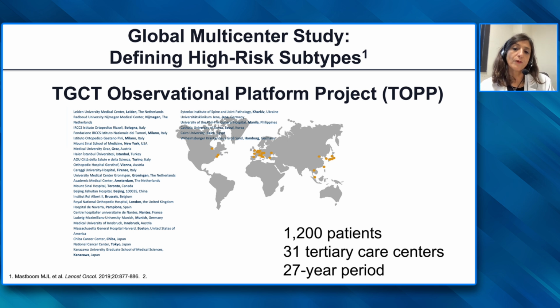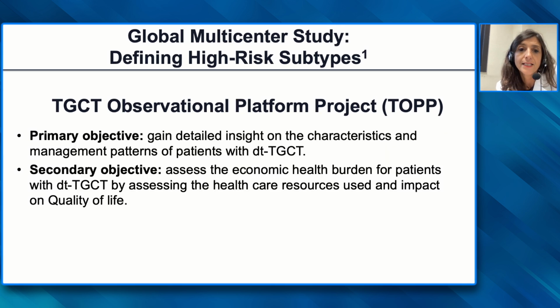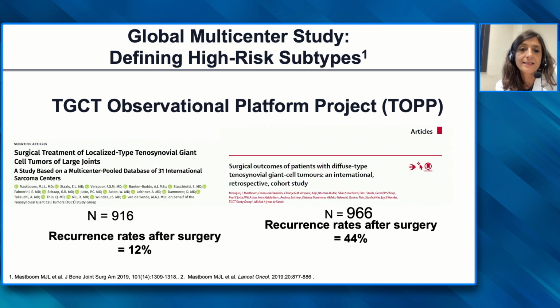And we performed a larger retrospective experience. This is a platform which included more than 1,200 patients from 31 tertiary centers, and the primary objective was to gain insight on this rare disease. And as you can see, there were two publications from this group that underscore the difference in recurrence rate: the localized type has a relapse rate of about 12%, while patients with the diffuse type have a very high relapse risk, 44%.